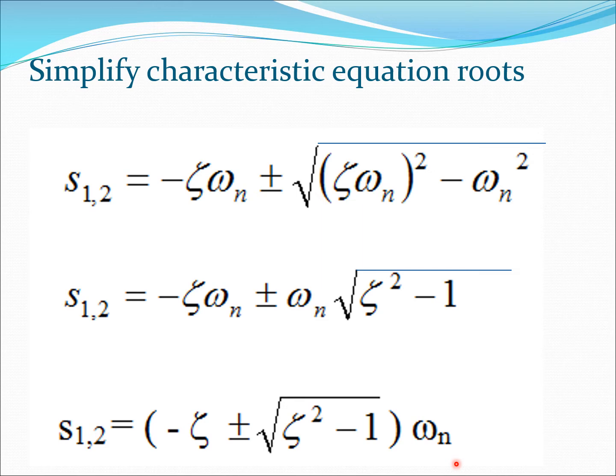Now the behavior of this system is going to depend on the values of zeta. So three values are of great interest. One is zeta less than 1, one is zeta greater than 1, and the third is zeta equal to 1. So you can clearly see if zeta equal to 1, you have the critical damping case. That's the borderline.